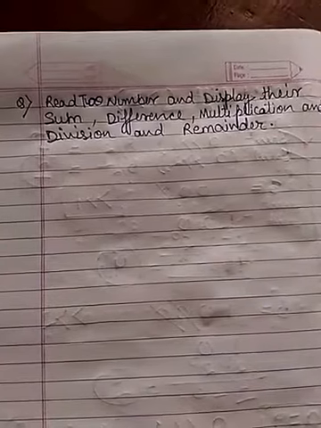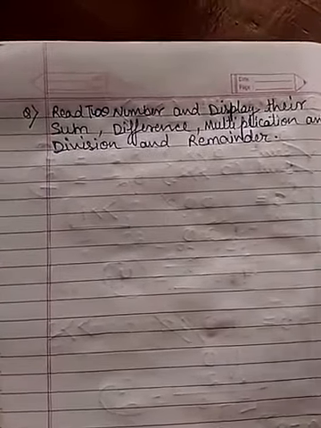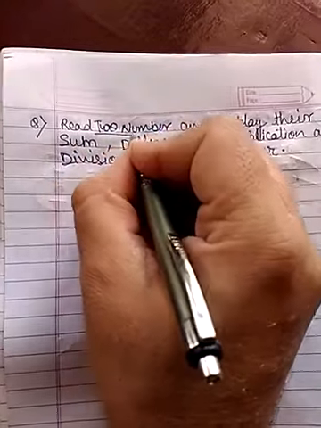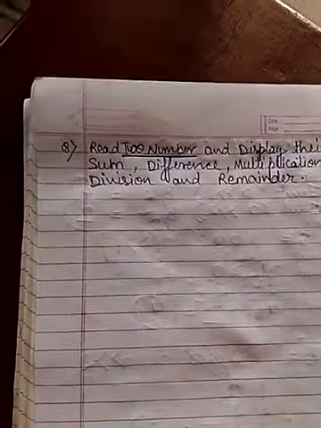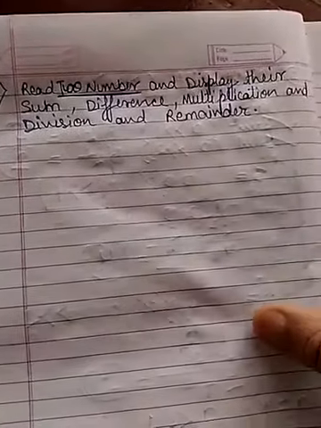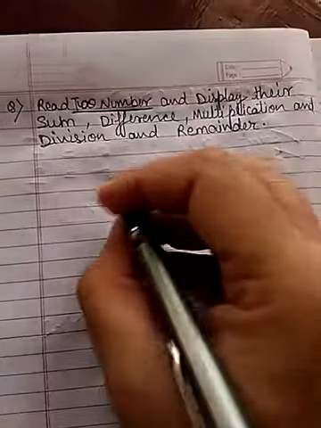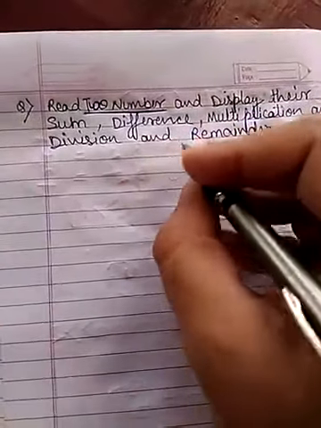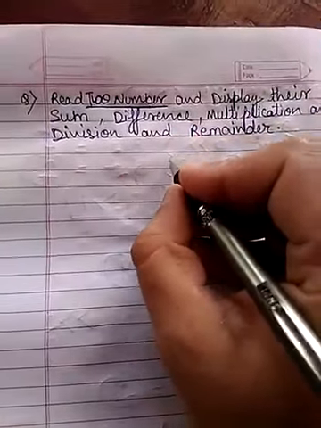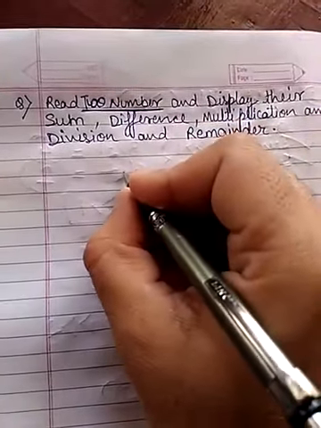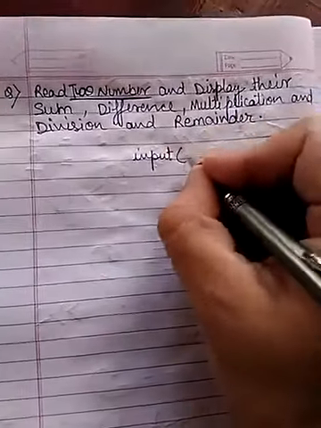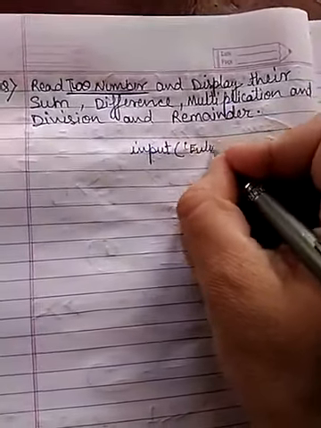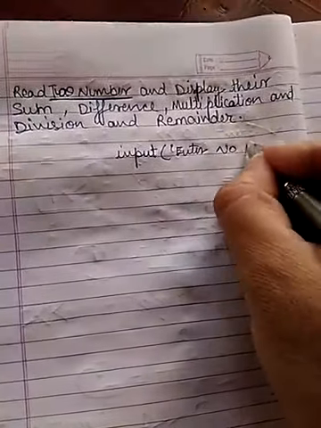The first thing while writing a program is to identify the input. So in this question, the input is two numbers. So first we have to write the command to read two numbers from user. As I have told you earlier, to read two numbers, we have to write the input statement. Input, enter number 1.